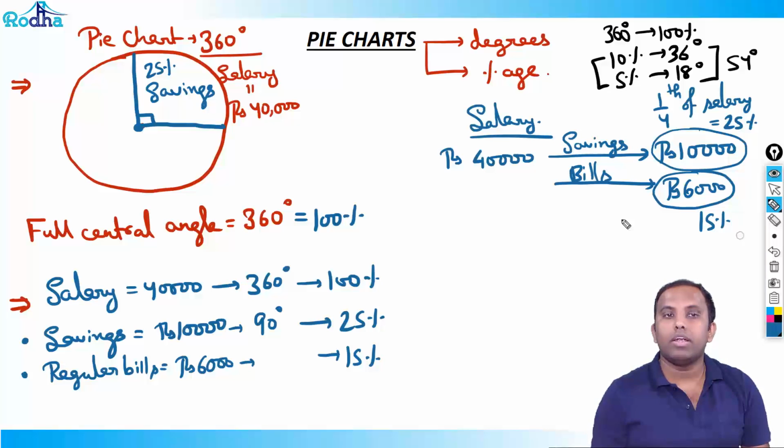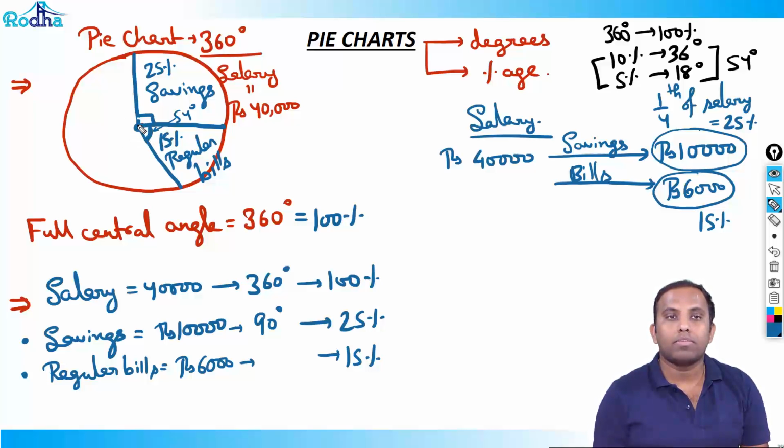So in this pie chart, an angle of around 54 degrees is 15%. This angle is 54 degrees. You can say this small angle is 54 degrees, and this depicts my expense on regular bills. Fine. Now my expense on miscellaneous.